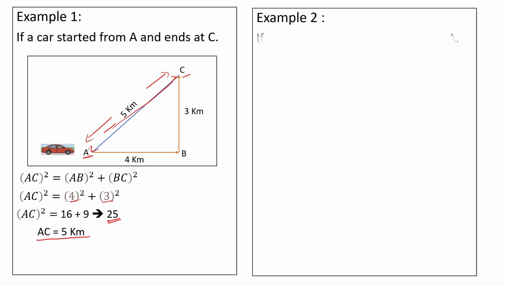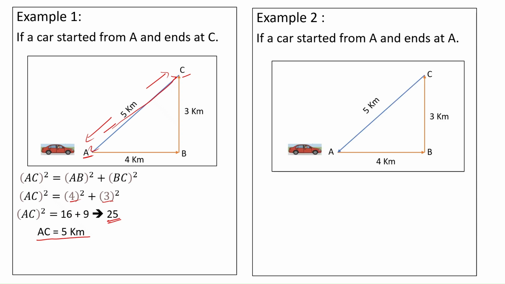Example 2. If a car started from A and ends at A. Here A is initial position and A is final position. If I ask, the total distance traveled by this car is, now you will tell 4 plus 3 plus 5, that is 12 km. But in this case, when we talk about displacement, it becomes 0.